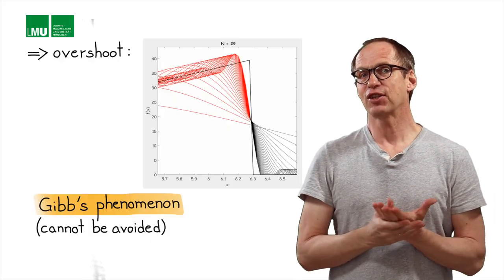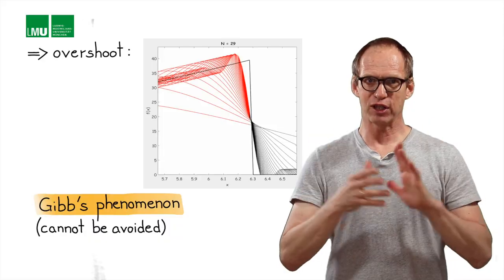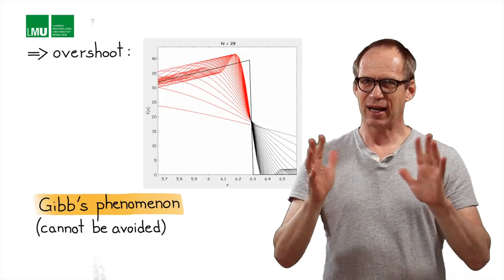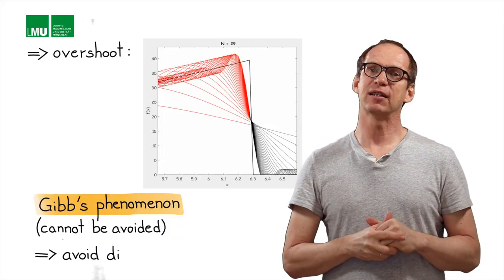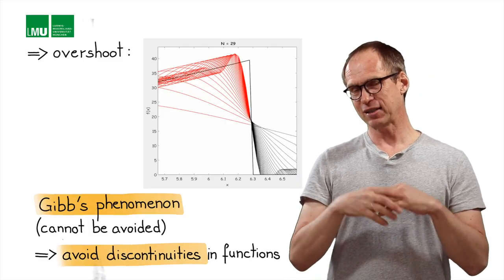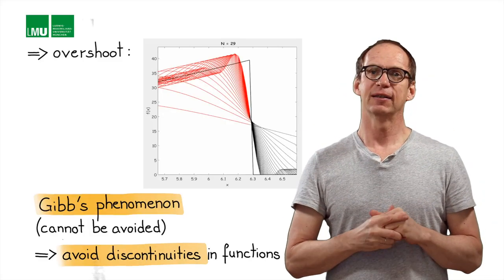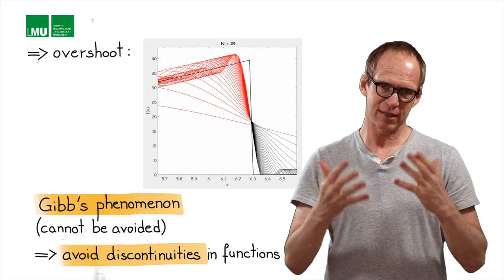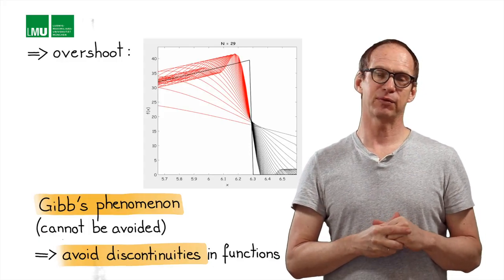That's actually an indication that if we use this so-called spectral method, we should always kind of avoid having discontinuities in our functions that we want to approximate. So this is kind of a worst case scenario. So this is something we have to look out for.